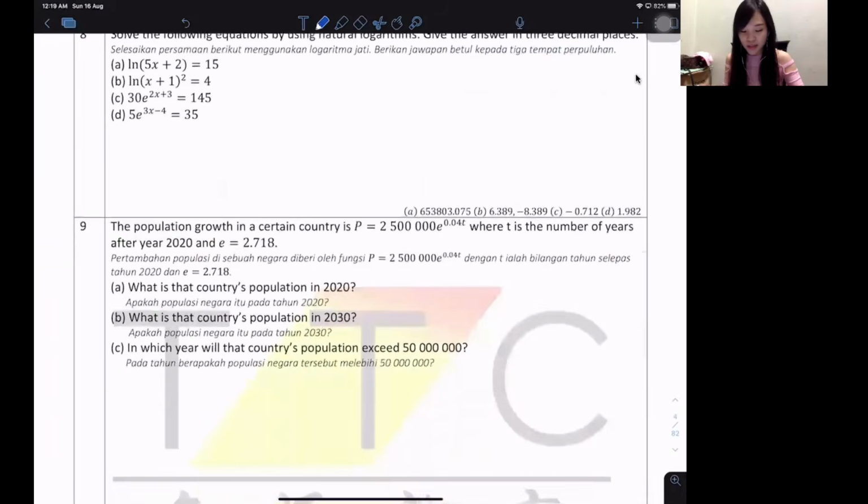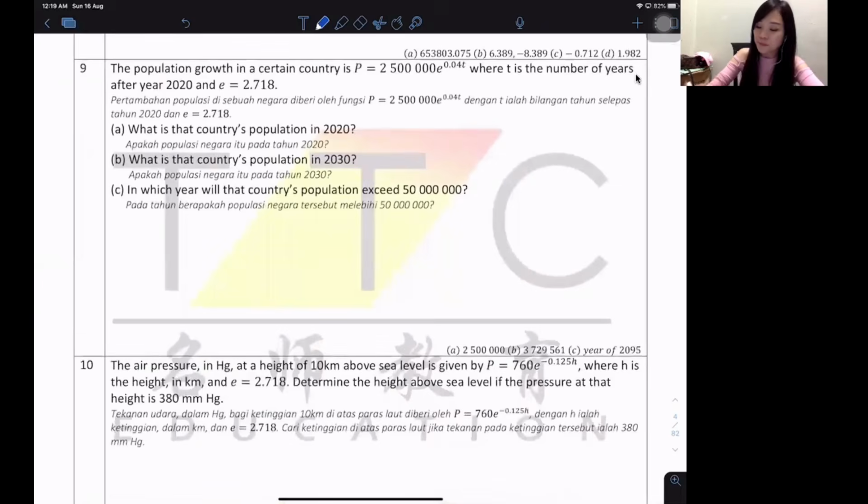So next one, let's go to question 9. A storyline, okay? The population graph in a certain country is actually this equation. So this equation is actually telling you about one particular country, how many human beings their population is, like how many human beings, okay?